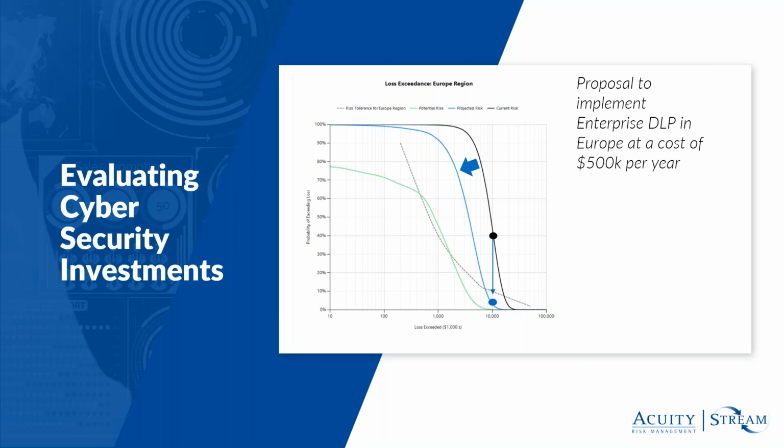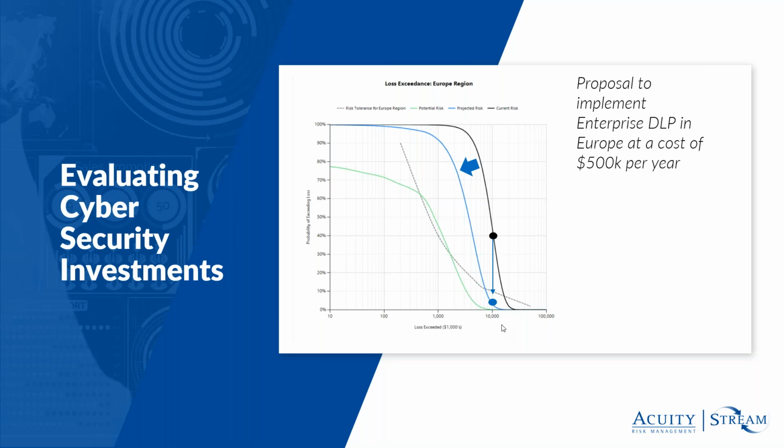Now, one potential solution to that is to deploy an enterprise DLP solution, which can help to address data leakage via multiple channels. We've identified that that would cost $500,000 a year to deploy, and we've assessed the data leakage risks and aggregated them, and we found out that we believe we've got a 40% chance of losing more than $10 million in the next 12 months from data leakage.